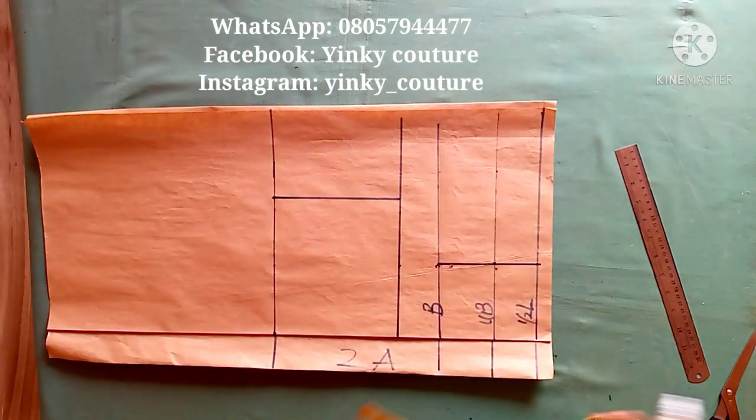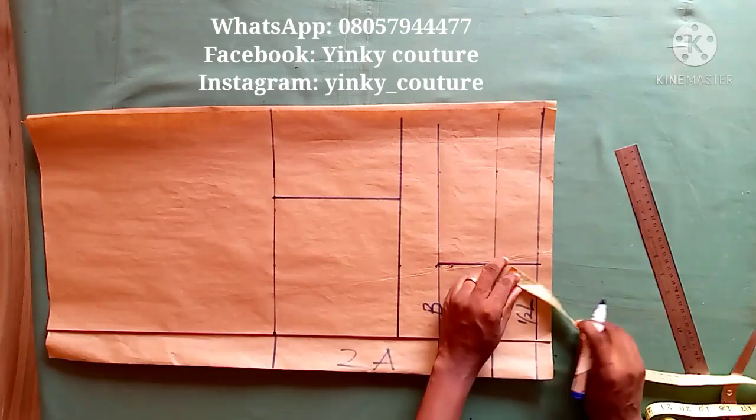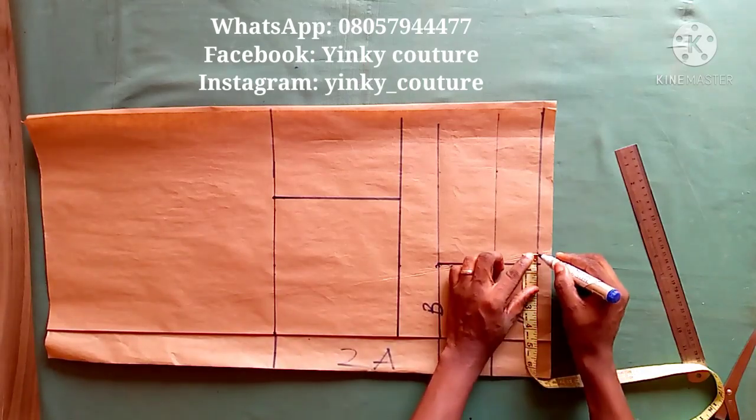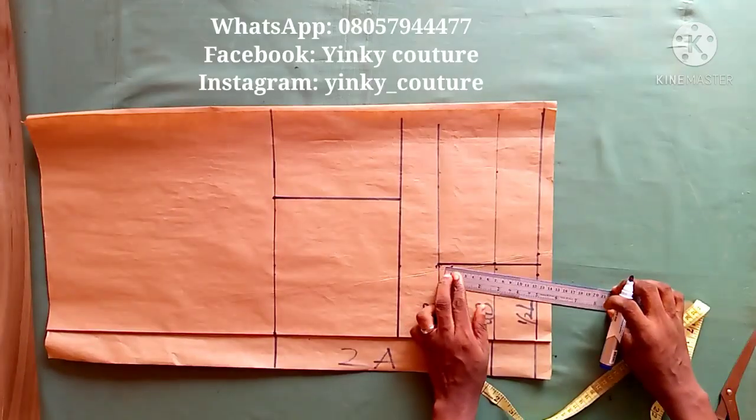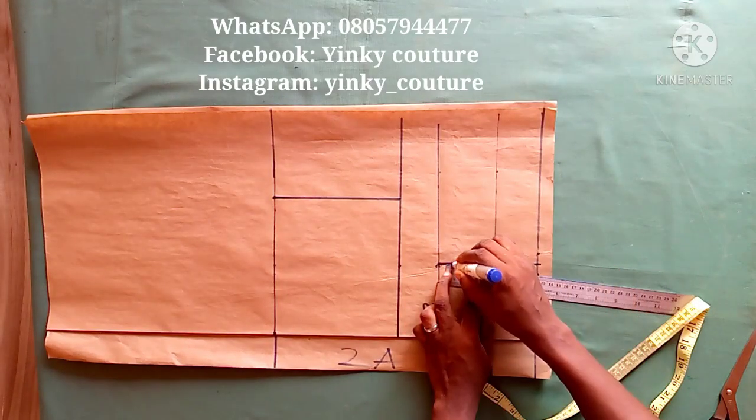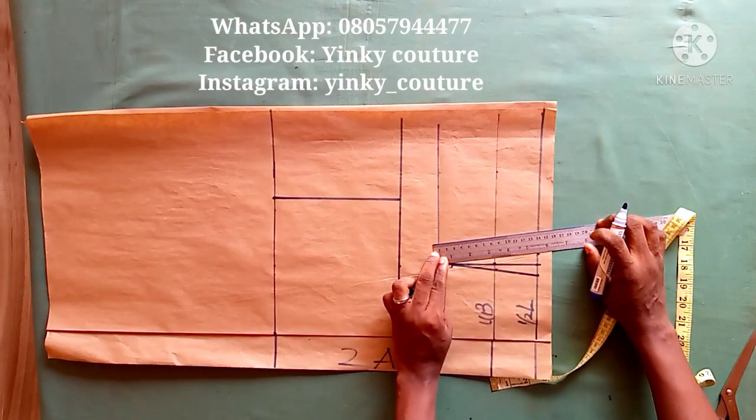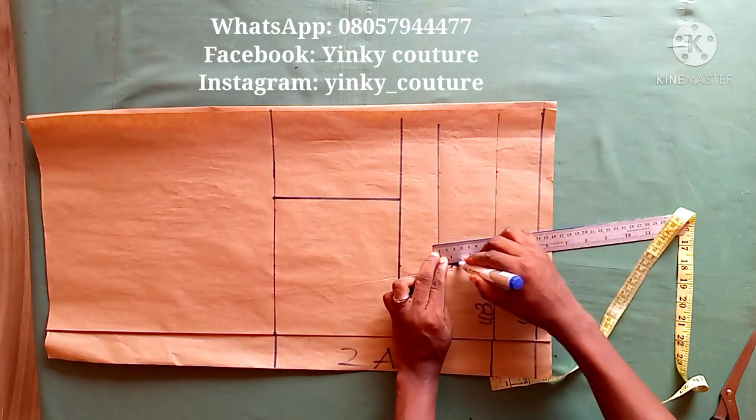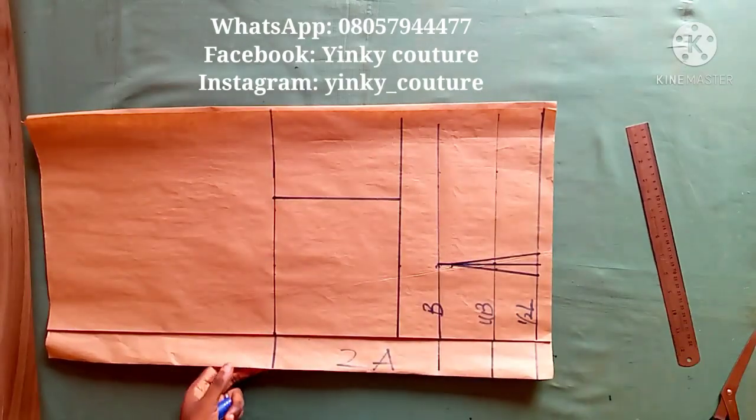So I'm going to indicate that with a straight ruler, then input my dart allowance. The first thing I took is my nipple to nipple. So I will input the dart allowance of 1 inch and connect it to the bust area. If you don't know how to do this, just watch my video on how to draft a basic bodice pattern, and you'll be able to do this conveniently.